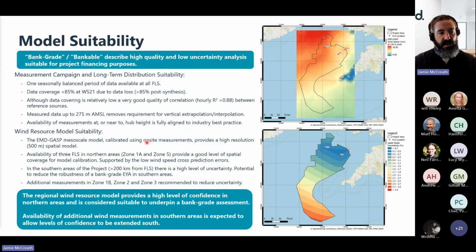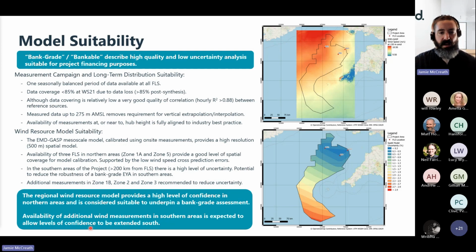Ideally, when you're running a yield assessment or wind resource assessment, you want to have measurements as close to or at hub height as possible, so there's less prediction error or uncertainty in the prediction of the hub height wind resource. And in this case, we've got measurements up to 275 meters, so that's covered off. So we have measurements near to hub height. The wind resource model itself provides a high resolution model, so 500 meters resolution, which is very high actually for an offshore project.